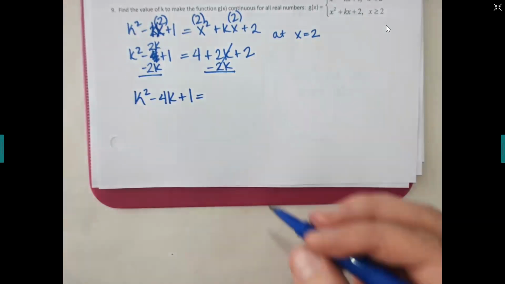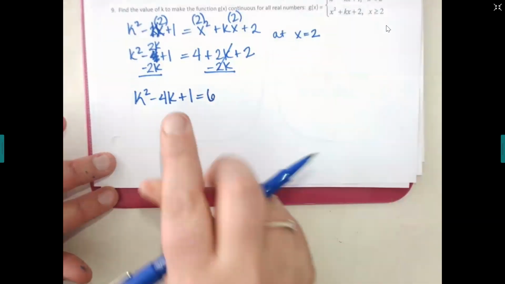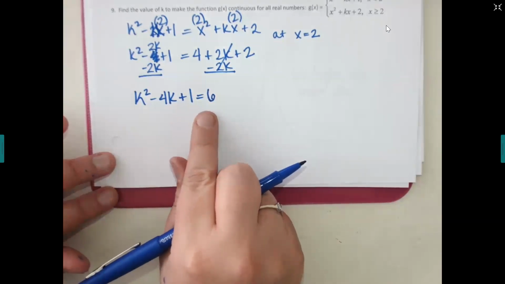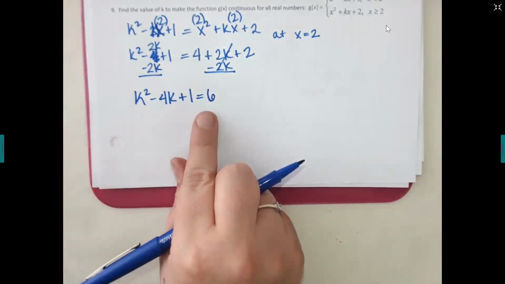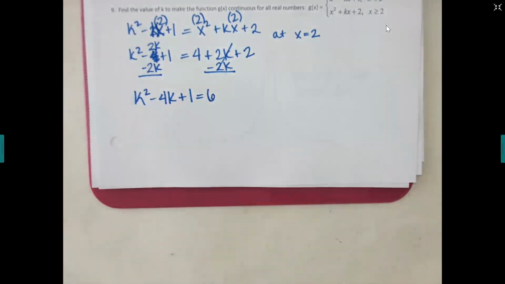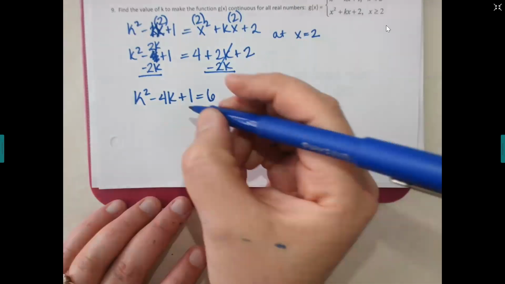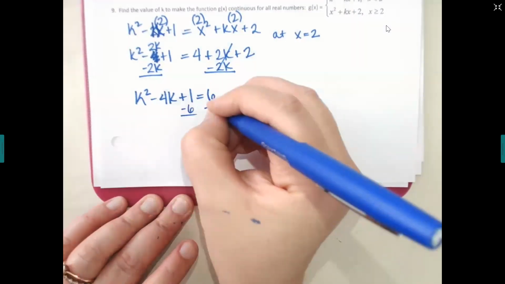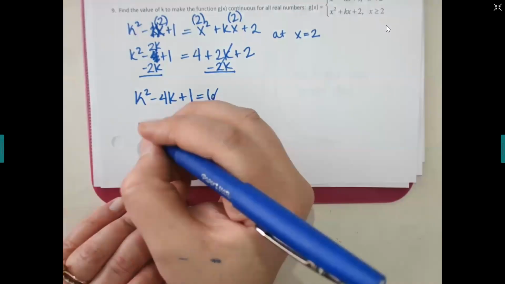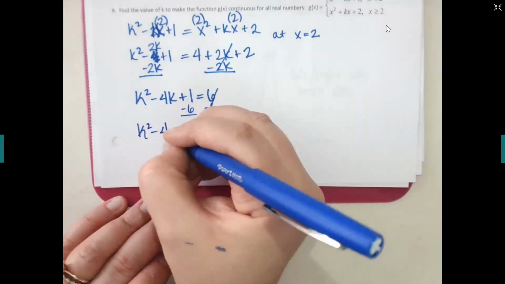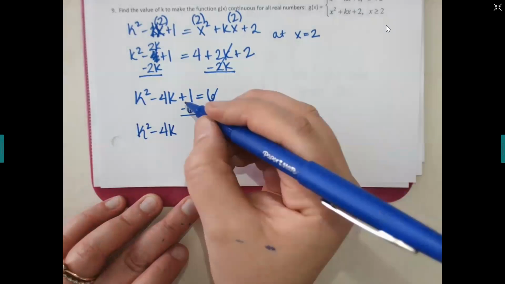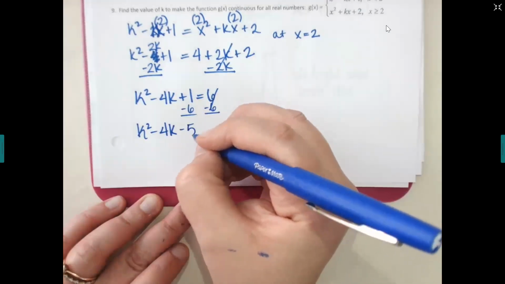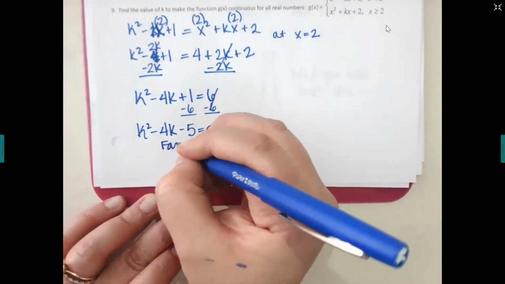6. And then a lot of times at this step, y'all will try to minus the 1 across and do weird stuff. Okay, remember, if it's a squared, you have to factor. It has to be equal to 0 on this side. That's a rule about factoring. So I'm going to minus this 6 across so that my equation is set equal to 0. So now I have k squared minus 4k. What is 1 minus 6? Negative 5.